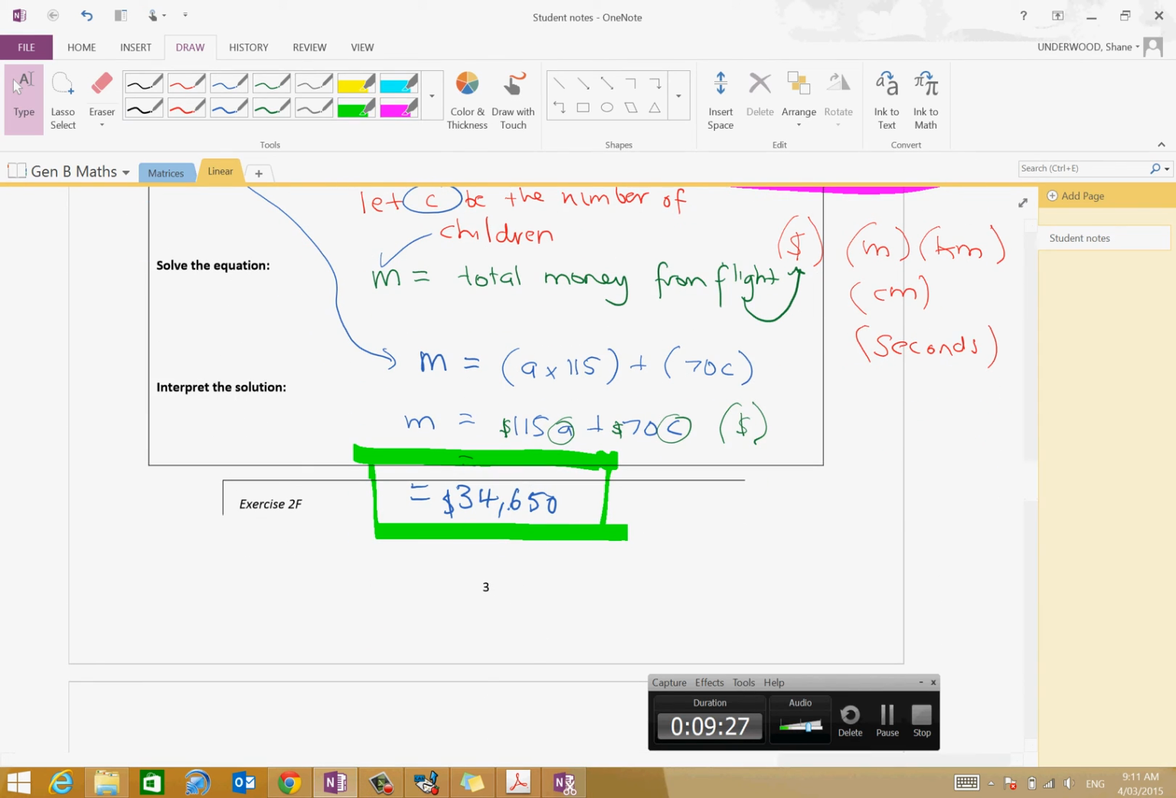So what you need to then say is the amount of money received, I before E, except after C. Received. The amount of money received was $34,650. I'm going to stop there. You need to have a go at these, and good luck.